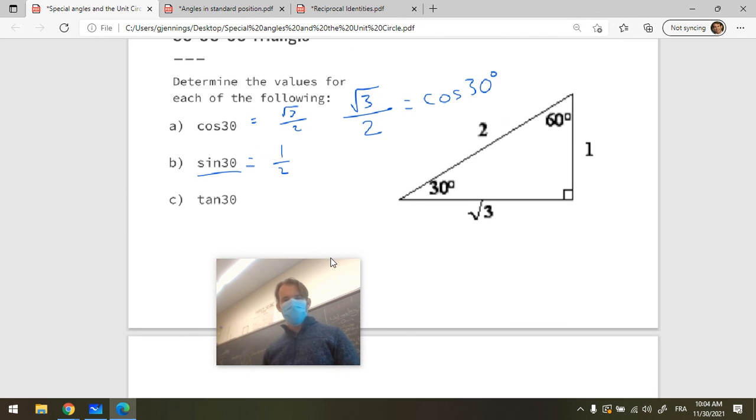And then tan 30, opposite over adjacent, tangent, TOA. Tangent is opposite over adjacent. Here's my opposite, here's my adjacent. So I put 1 over root 3. You have to do it in your mind. You have to do it yourself. Okay. So there we go. That's for a 30, 60, 90 triangle, or a 1, 2, root 3 triangle.